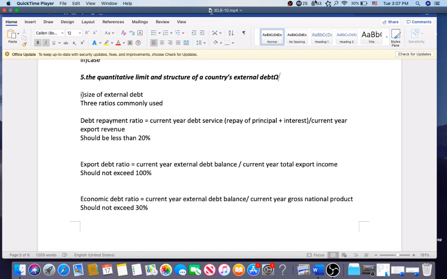We focus on two perspectives. First is the quantity limit, or the scale, of the external debt. In developing countries in 1982, after the serious debt crisis, the international community learned some lessons from the previous experience and combined the research achievements of the past.